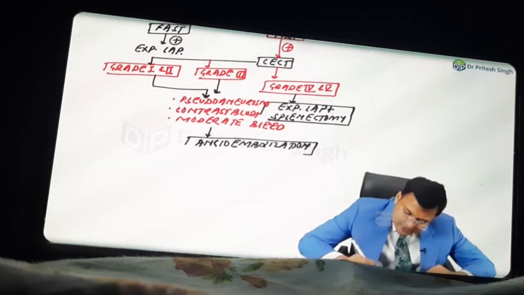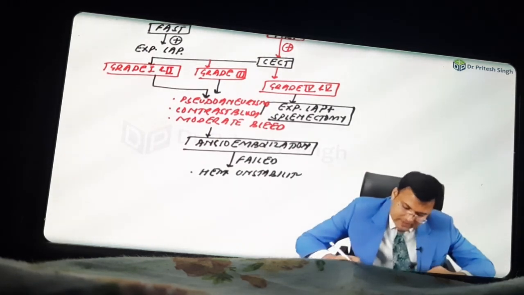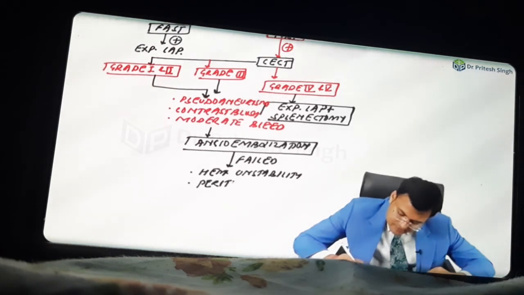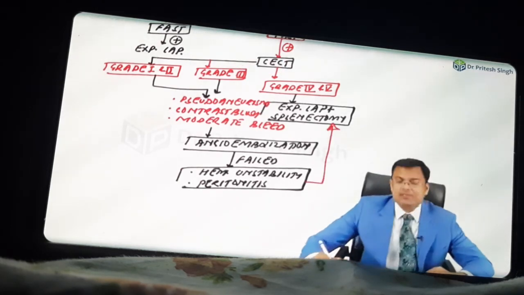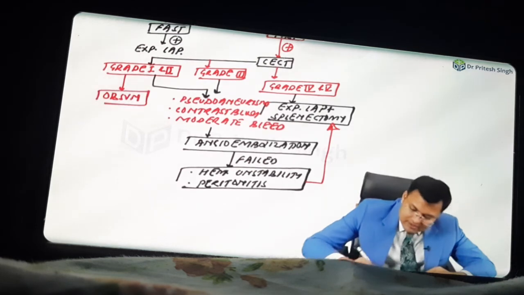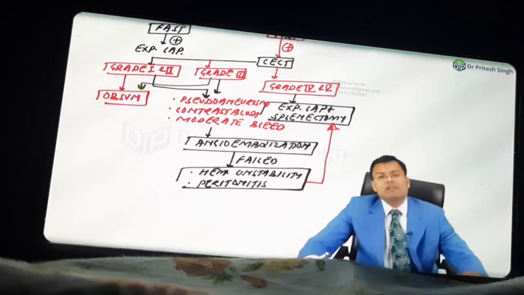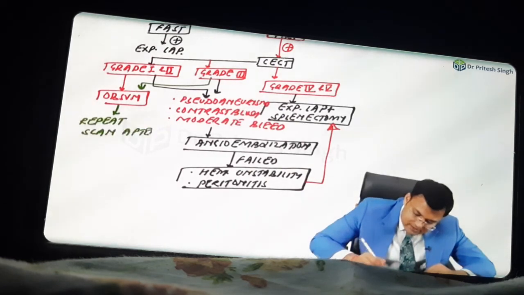Now suppose it is failed, or the patient is having hemodynamic instability, or the patient developed peritonitis. In these situations, what do we have to go for? Obviously, exploratory laparotomy plus splenectomy. In grade 1 and 2, we can go for what? Observation. If the patient is not having grade 3 also, if the patient is not having pseudoaneurysm, contrast blush or moderate bleed, then we have to repeat the scan after 72 hours.